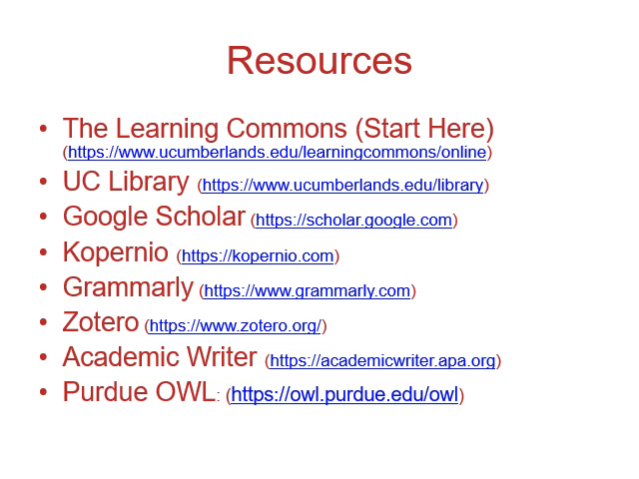Along the same lines as Google Scholar is Copernio, which is a tool that makes it much easier for you to find and download the papers themselves. Grammarly, we've talked a lot about. Zotero, we've talked about. Academic Writer, I talked a lot about.